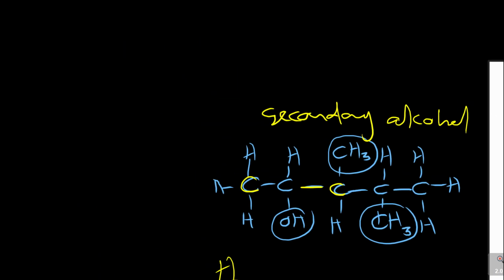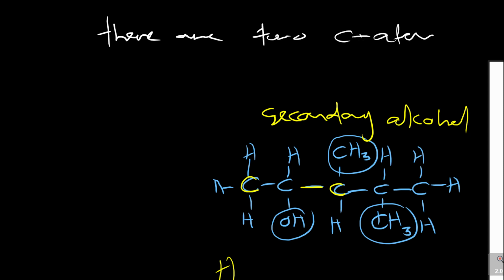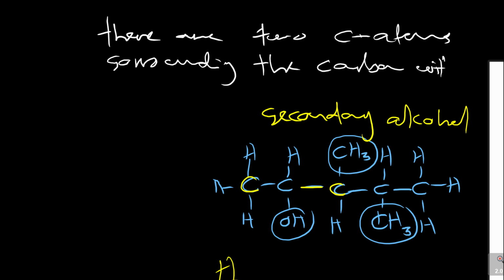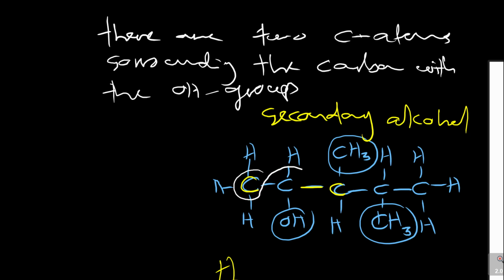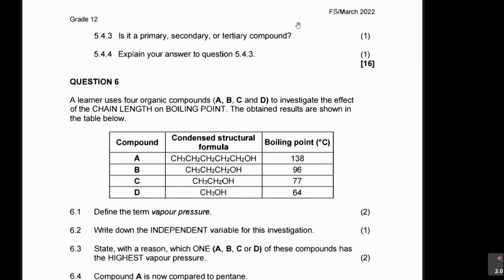You can actually mention the same thing to say there are 2 carbon atoms surrounding the carbon with the OH group. So there are 2 carbons, these carbons and those carbons. There are 2 carbons surrounding the carbon with the OH group. I'm trying to explain exactly what I was just doing there. Alright, so that is 16 marks, guys.